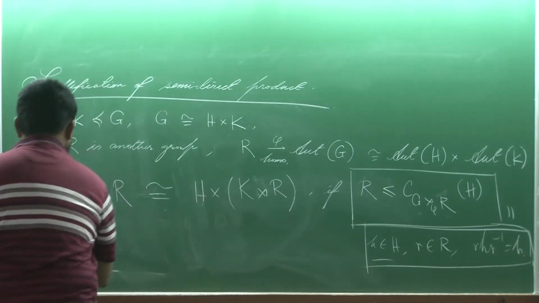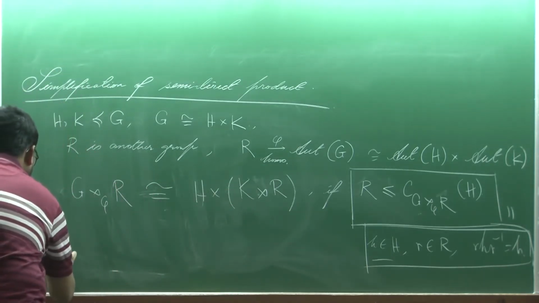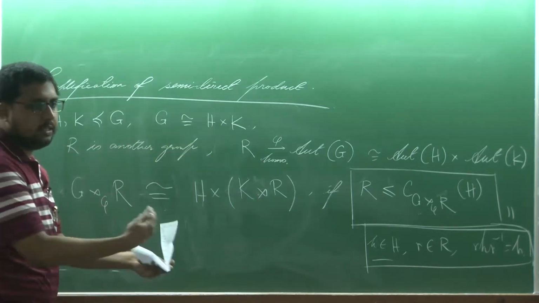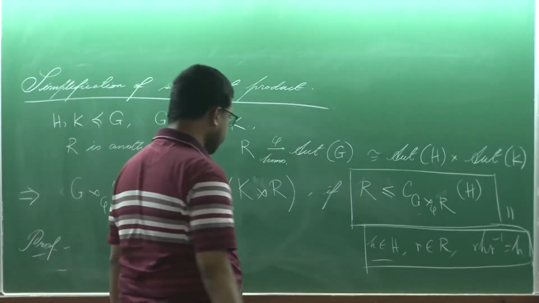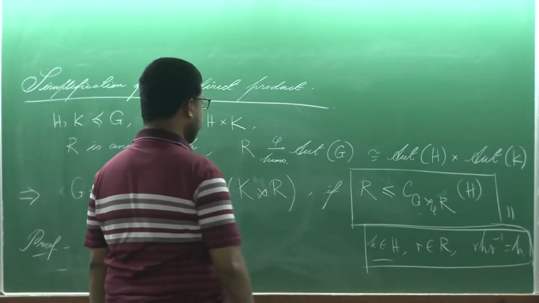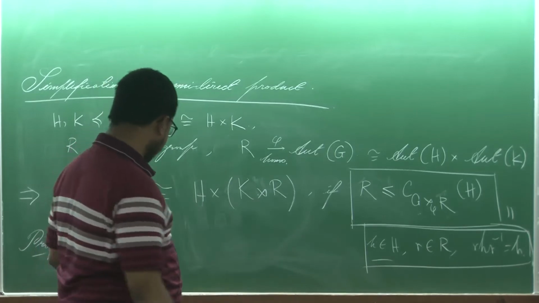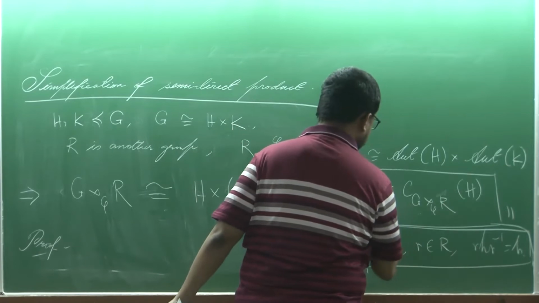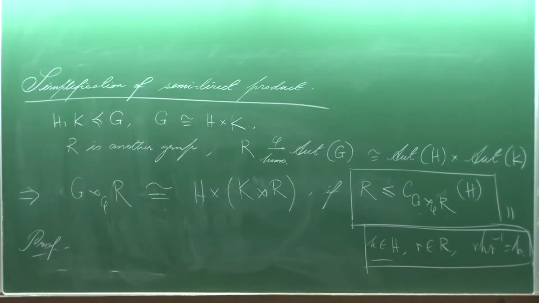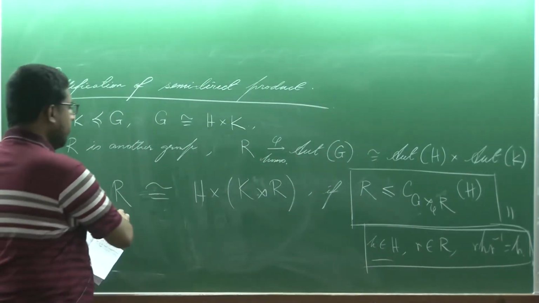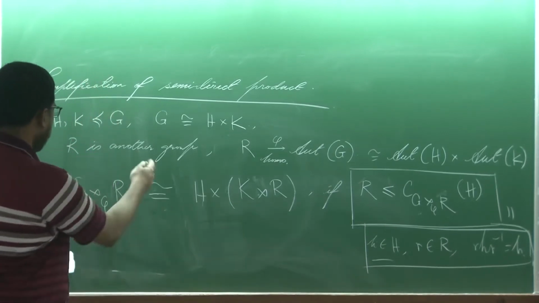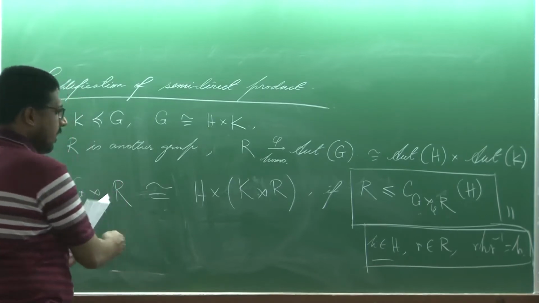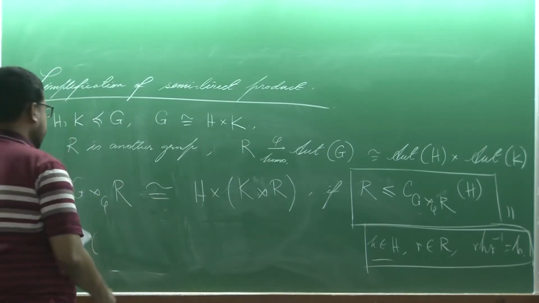The proof for this is the following. Let me again repeat: suppose a group is isomorphic to the direct product of two characteristic subgroups, and let R be another group with a homomorphism. If in this semidirect product H is being centralized by every element of R, then this semidirect product takes this form. Let me first show you why this is true. I am just giving a sketch of this proof. This is a simple verification.